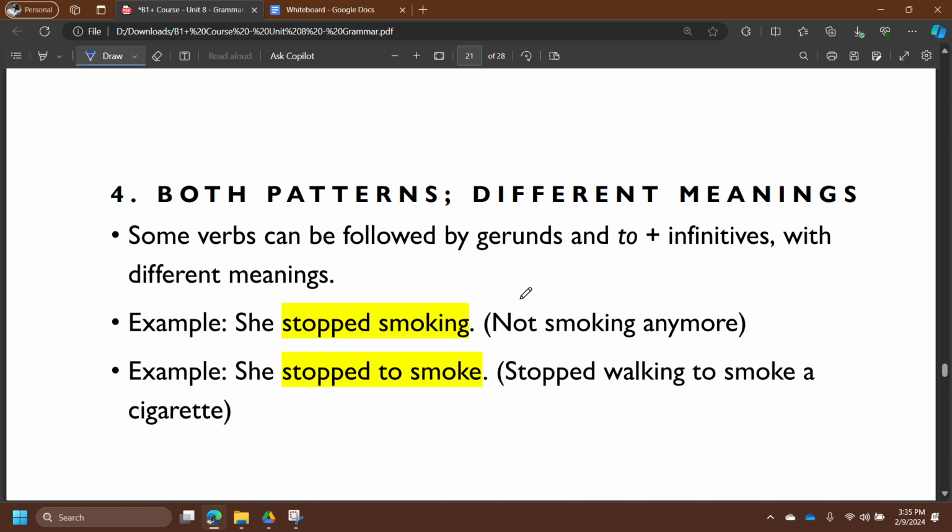But number 4 is a little different. They have both patterns, verbs that follow both. Verbs that can be followed by both gerund and to plus infinitive, but with different meanings. So what are they? One example is stop. For example, she stopped smoking means that she is not smoking anymore. But if you say she stopped to smoke, it means that she stopped walking to smoke a cigarette. So one is a very good thing, one is not a very good thing.